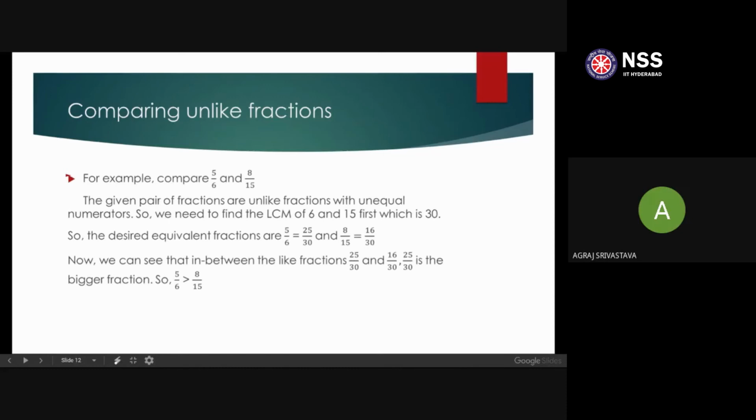Now we get to the old situation where the denominator is the same. We simply compare the numerators. 25 is clearly a bigger number than 16. So 25 by 30, that is 5 by 6, is the bigger fraction between the two of them.